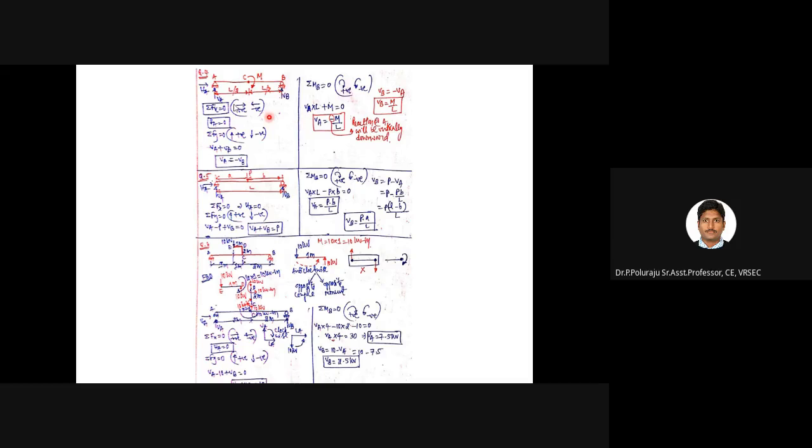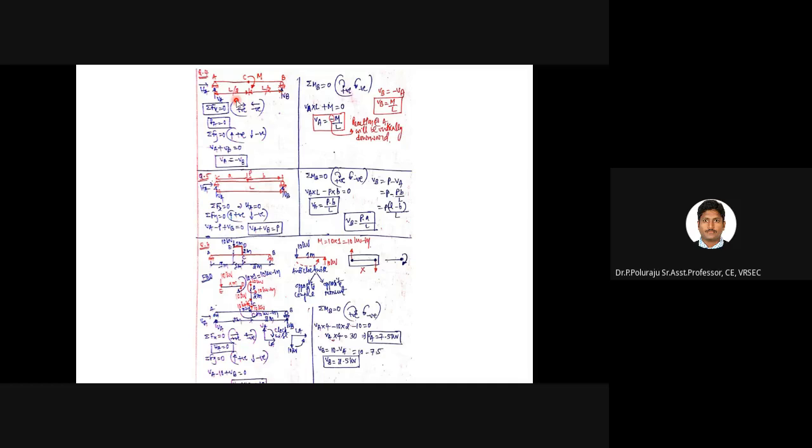How has it come? VA into L, and M is a clockwise moment. You put the plus M, and VA becomes minus M by L. So the reaction at A will be vertically down actually. That is why it is minus. Reaction at A, the moment will be downward. That is why this minus is coming. Whereas for VB, the minus is already there, so the minus will become plus. For VB, the reaction will be upward, okay, not downward. So this is all about when you have the concentrated moment at the center, at a distance of L by 2 from each support.